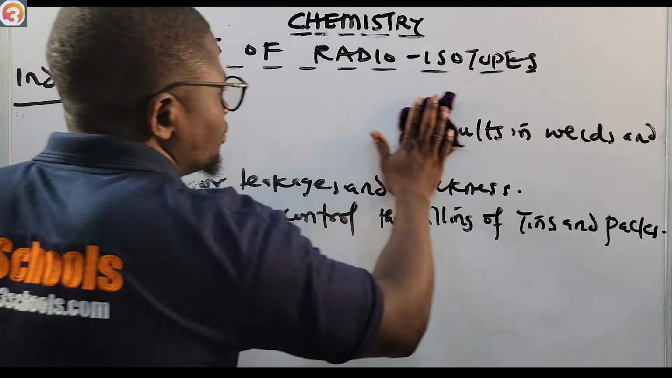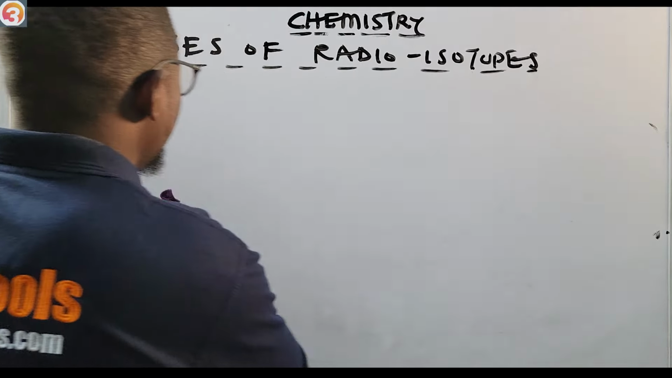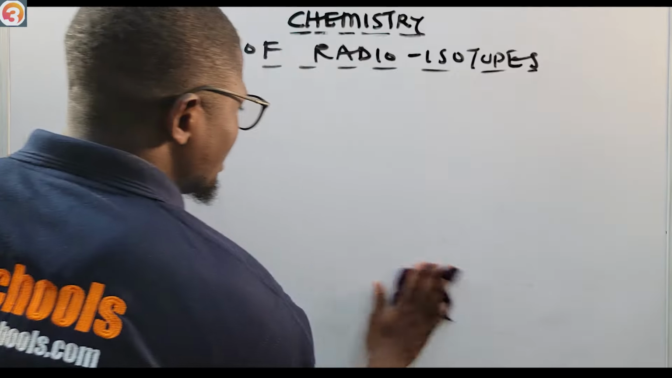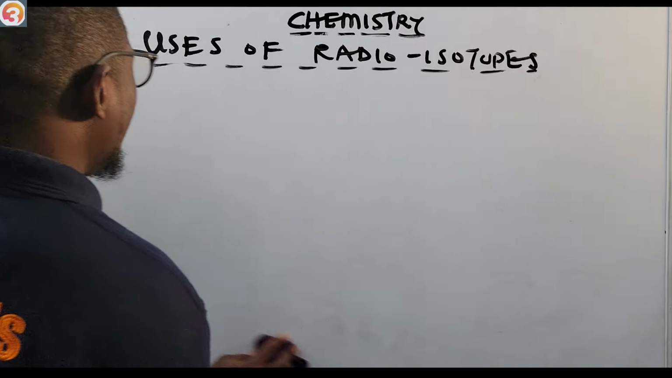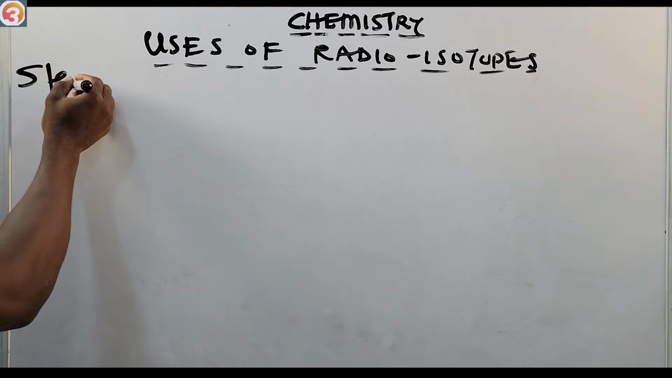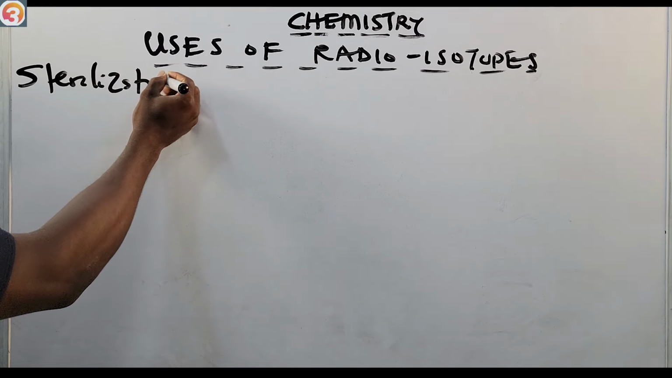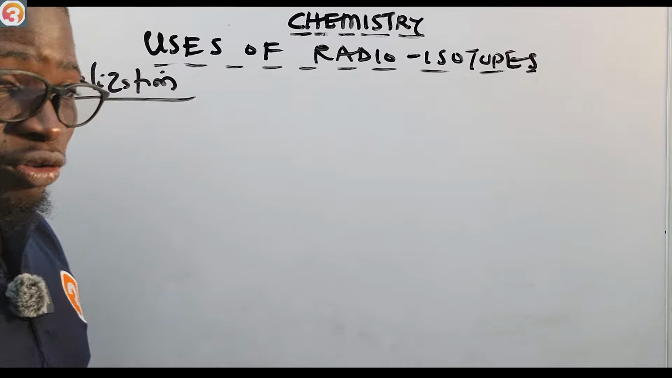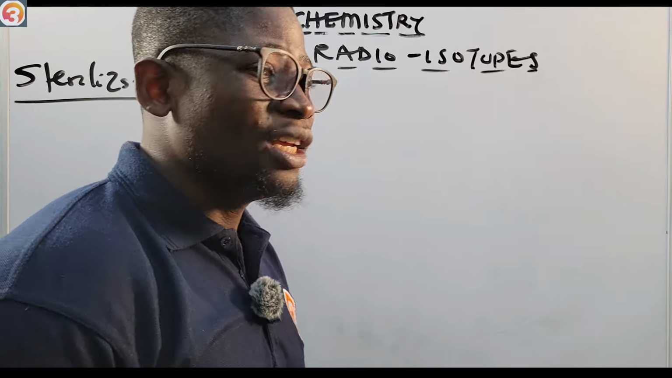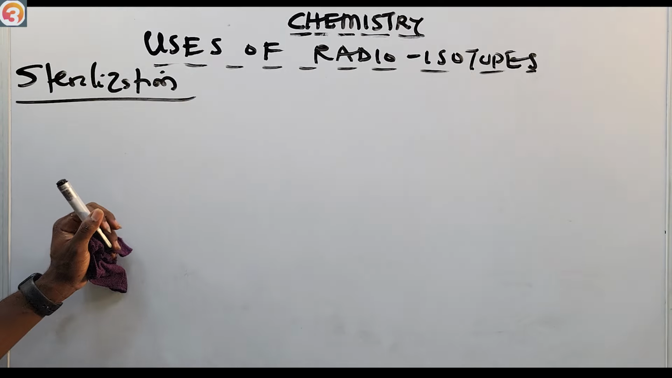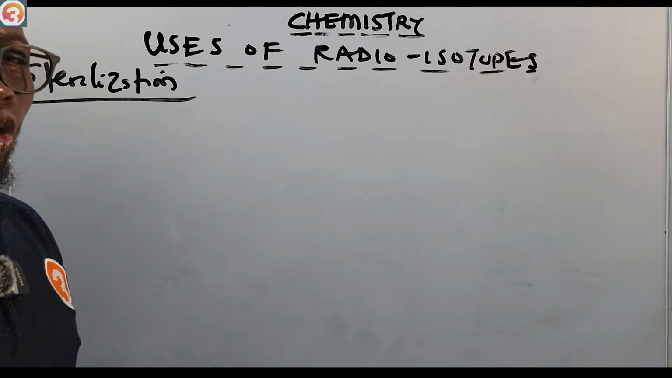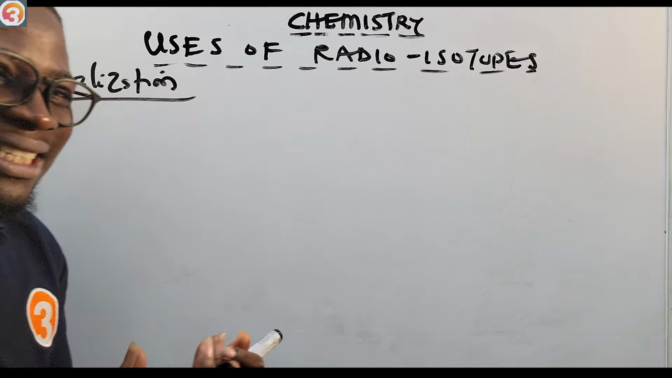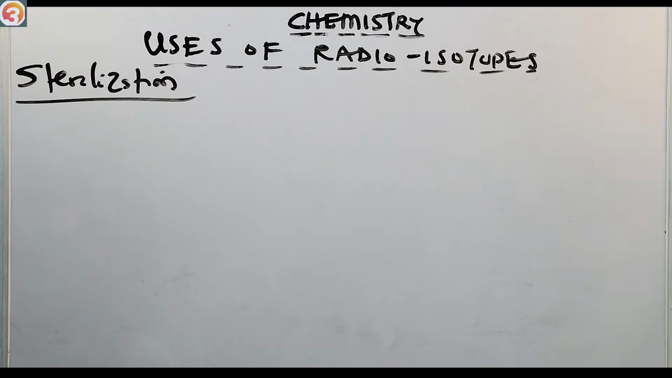Okay, so likewise, we now go to another word, sterilization. Another use of radioisotopes is in sterilization. For example, surgical instruments that may contain contaminants. We can use radioisotopes to sterilize those instruments, so that contaminants will be removed from them.